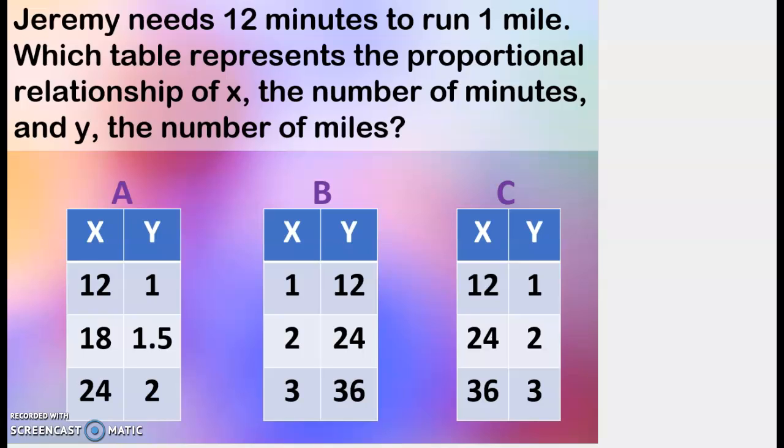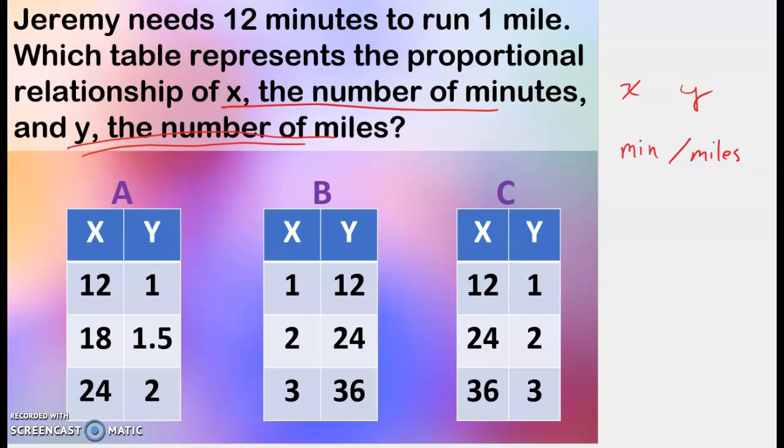Jeremy needs 12 minutes to run 1 mile. Which table represents the proportional relationship for x, the number of minutes, and y, the number of miles? So we need to know x is the number of minutes. X is minutes, so that's the first one. And y is the number of miles. That's the second one. So minutes to miles.